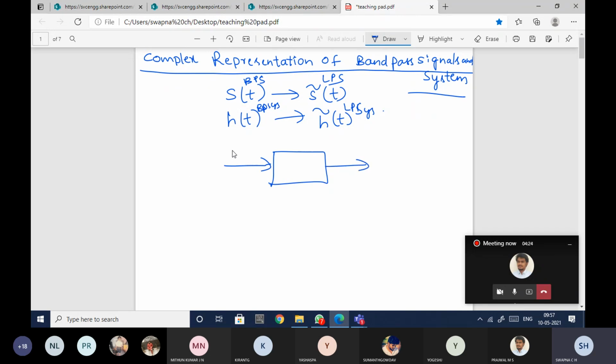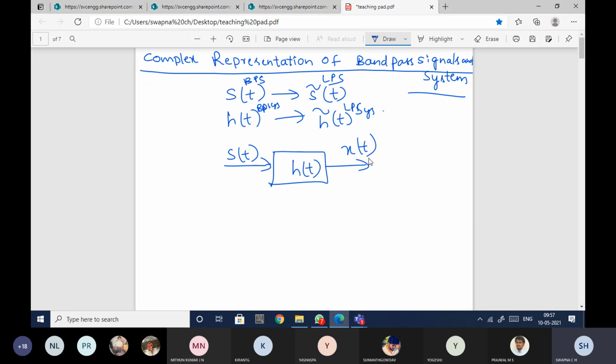It means that here you will have the system. It is a bandpass system. S of t is a bandpass signal which is given to the bandpass system, which is H of t, and X of t is the output of the system. Now what I need to do, I need not find the relationship between X of t, H of t and S of t, but I need to find the relationship between X tilde of t, H tilde of t and S tilde of t.